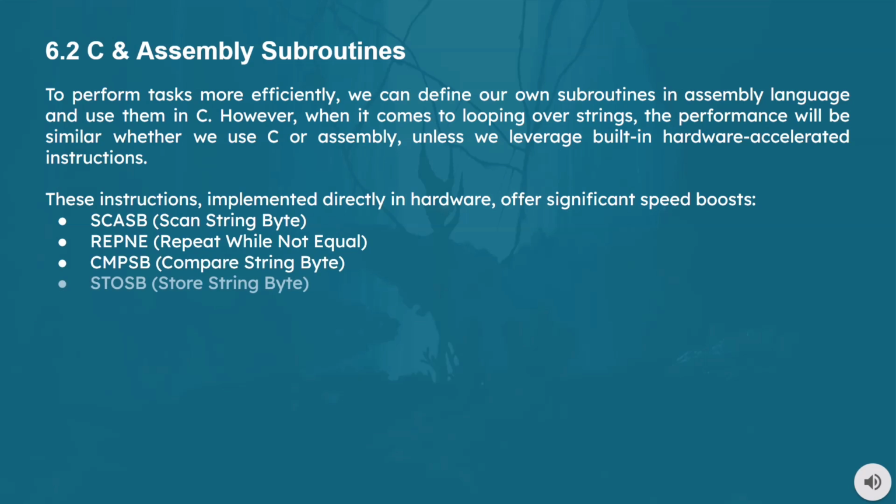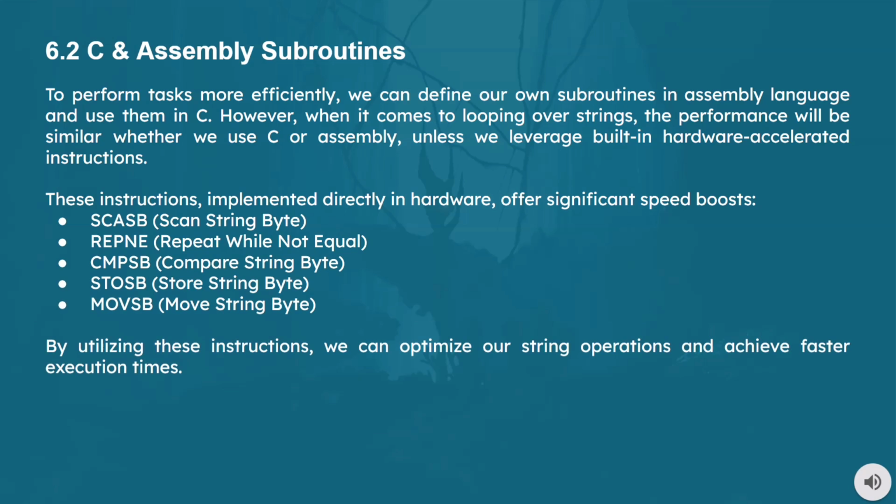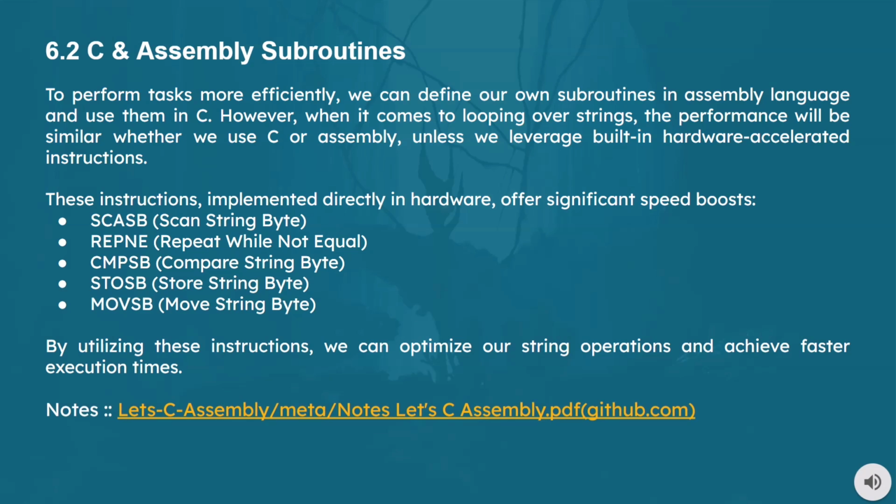Utilizing hardware-accelerated instructions like SCASB, REPNE, CMPSB, STOSB, and MOVSB in assembly language can significantly optimize string operations and achieve faster execution times compared to C or standard assembly implementations.